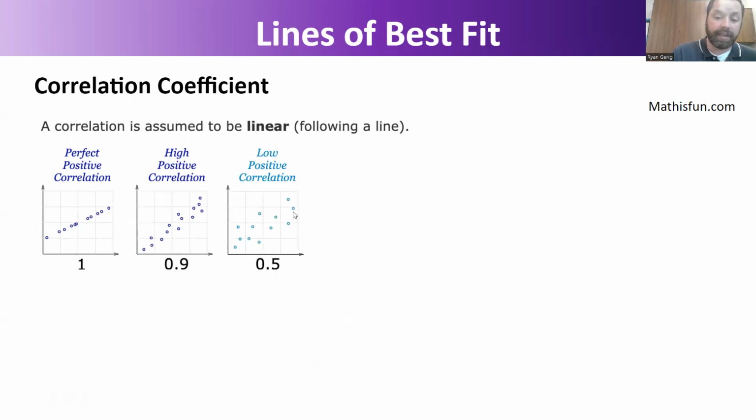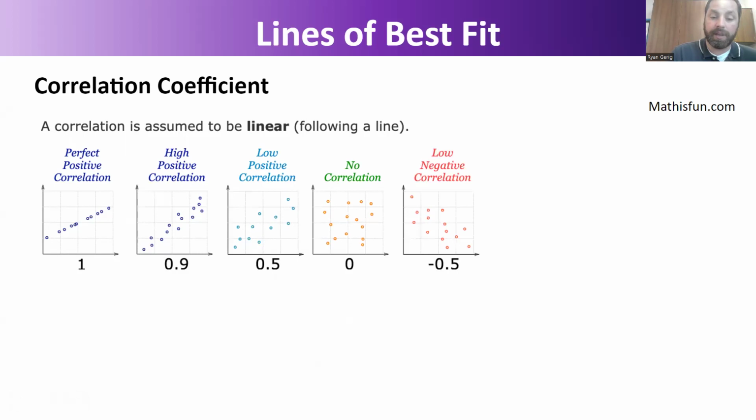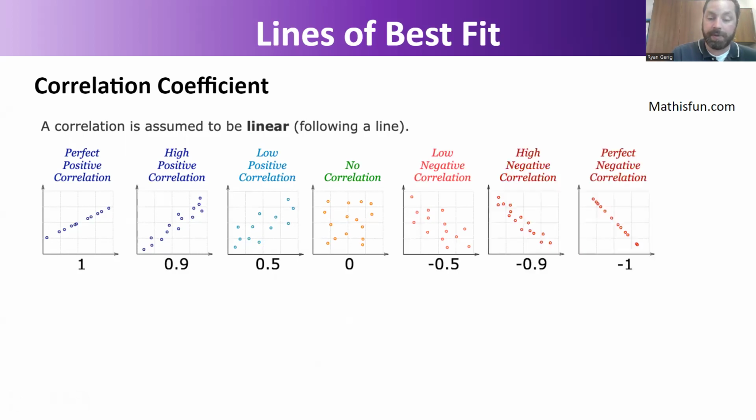This one looks like it's going up. It's got a low positive correlation. A 0 correlation means there's no correlation at all. And you can also have negative correlations. You can see all those pop up there.